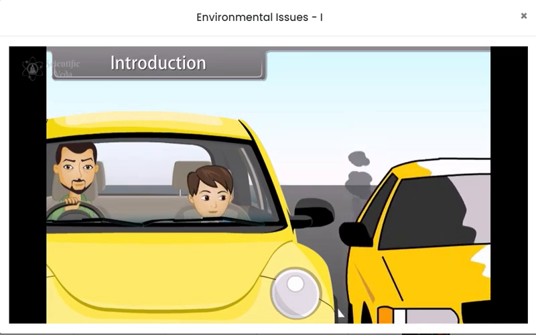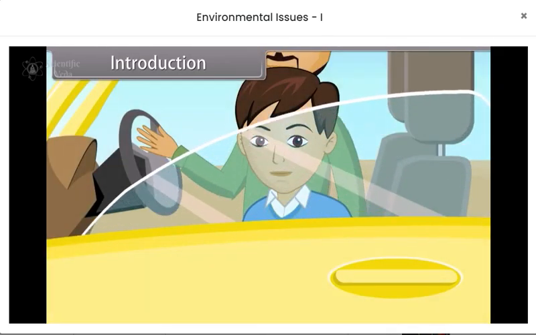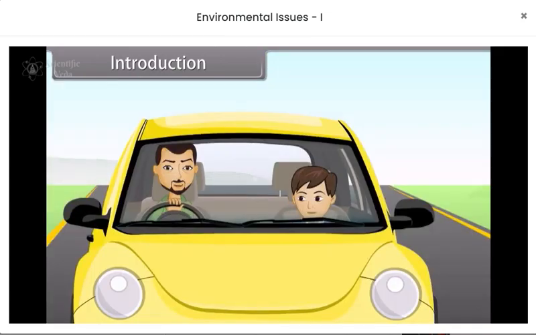Thanks, Dad. Look at that car, Dad. What does it release? Make the glasses up. The substance releasing from the car causes air pollution. These substances also affect health and cause asthma-like diseases. Can't we stop it? We can control the air pollution by using different techniques. In this lesson, you will learn about air and water pollution.